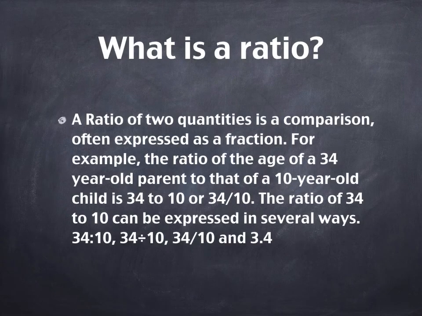So what's a ratio? A ratio of two quantities is a comparison, often expressed as a fraction. For example, the ratio of the age of a 34-year-old parent to that of a 10-year-old child is 34 to 10. It can be written as 34/10. The ratio of 34 to 10 can be expressed in several ways: 34 to 10, 34 divided by 10, 34 fraction over 10, and 3.4.